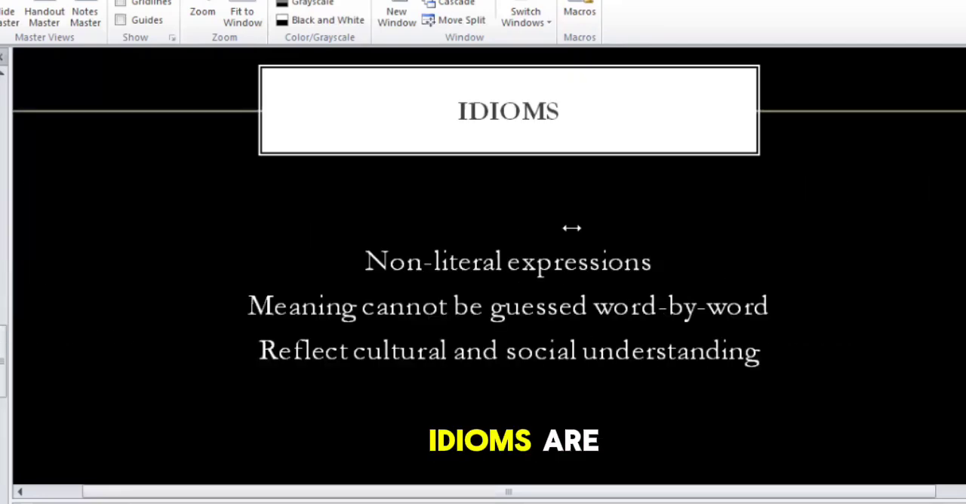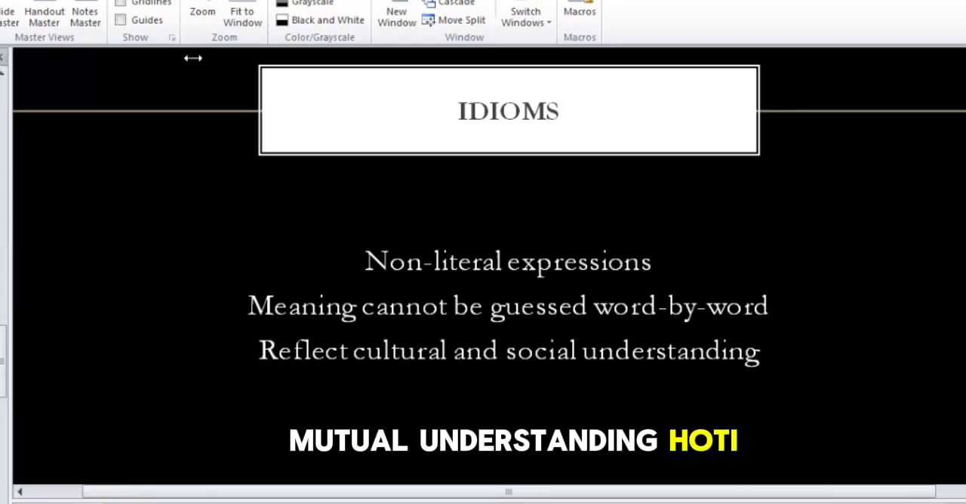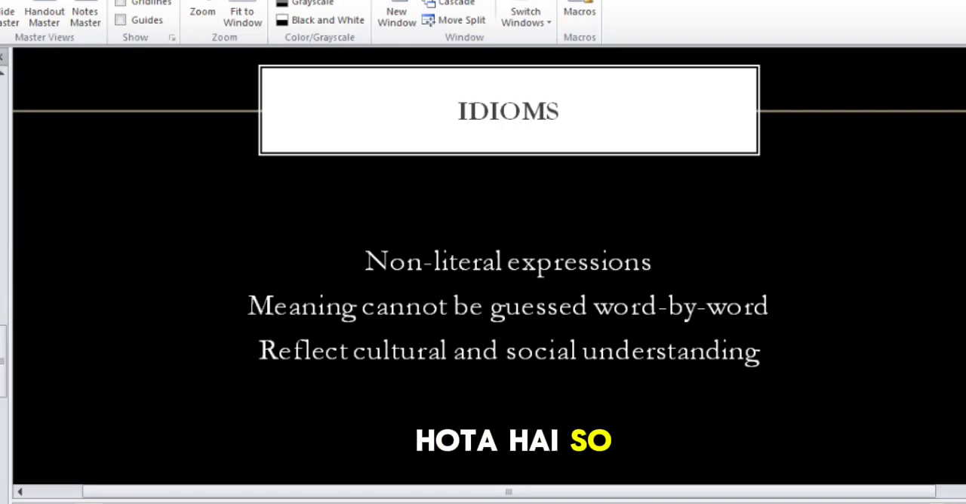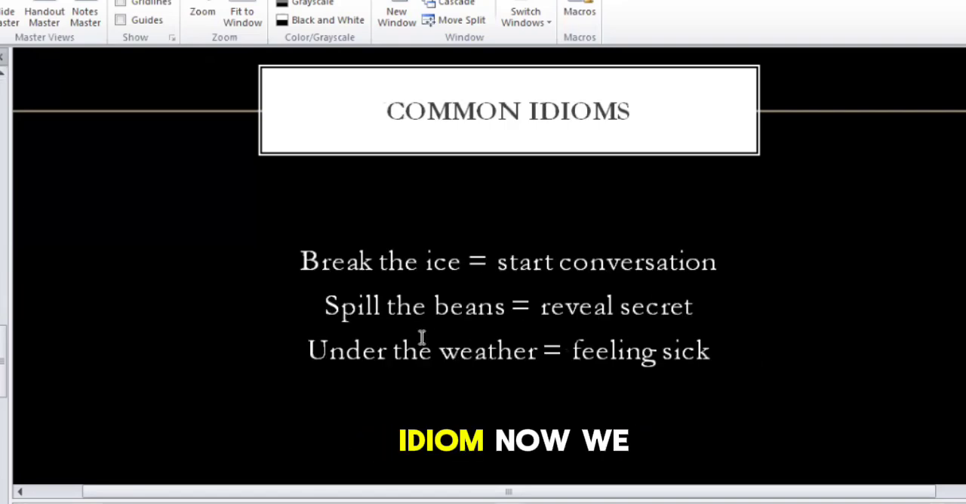Now idioms are expressions from a society, from the speakers, and these are non-literal expressions, like those expressions whose meanings cannot be guessed word by word, यानी उनके मीनिंग आप उसी सेंटेंस से ड्राइव नहीं कर सकते, because it will reflect the cultural and social understanding. म्यूचुअल अंडरस्टैंडिंग होती है, वही वहां से एक एक्सप्रेशन फाइनल होता है. So that is idiom.